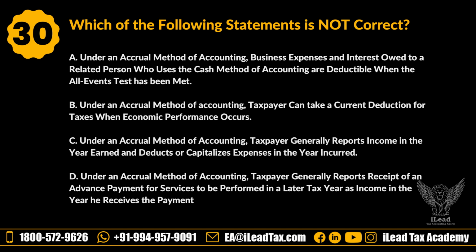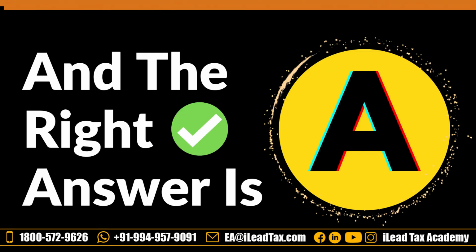Option D. Under an accrual method of accounting, taxpayer generally reports receipt of an advance payment for service to be performed in a later tax year as income in the year he receives the payment. Let's see the answer. The answer is A. Let's see why it is A.